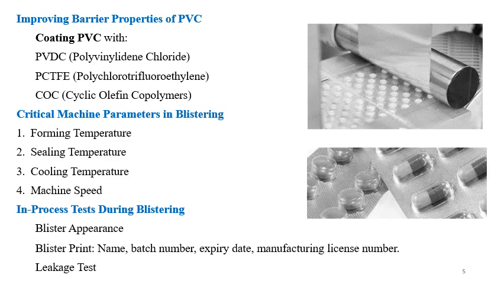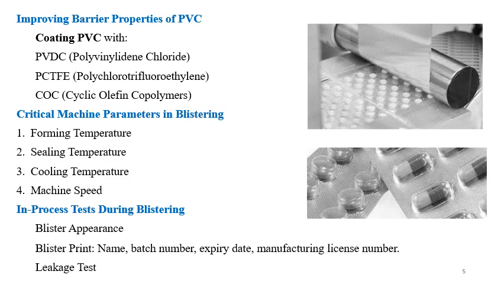Then critical machine parameters in blistering. Blistering involves forming temperature for blister, sealing temperature to seal leading foil and base foil, cooling temperature and machine speed. These are the critical process parameters in blister packaging.